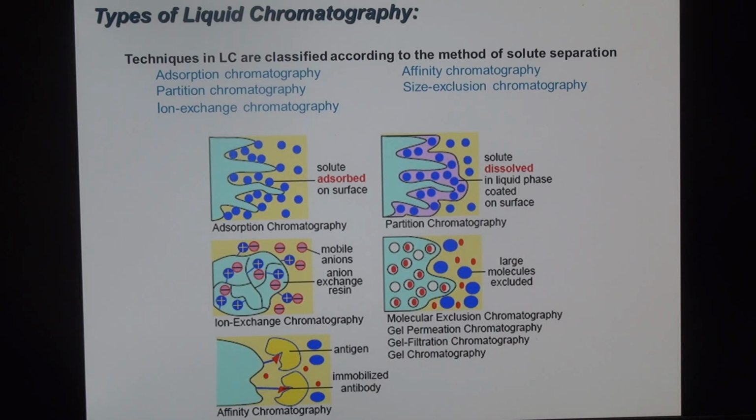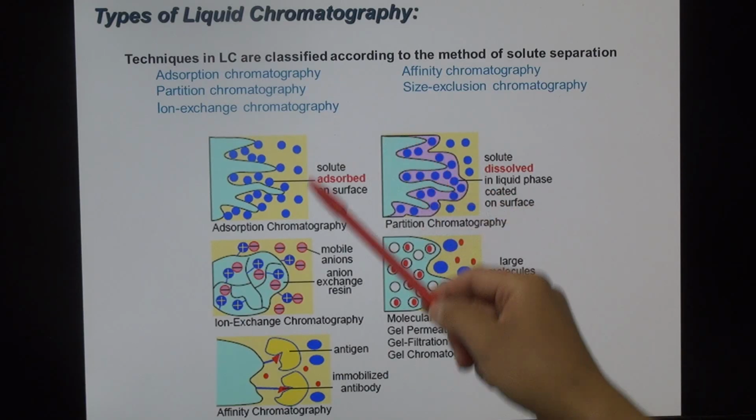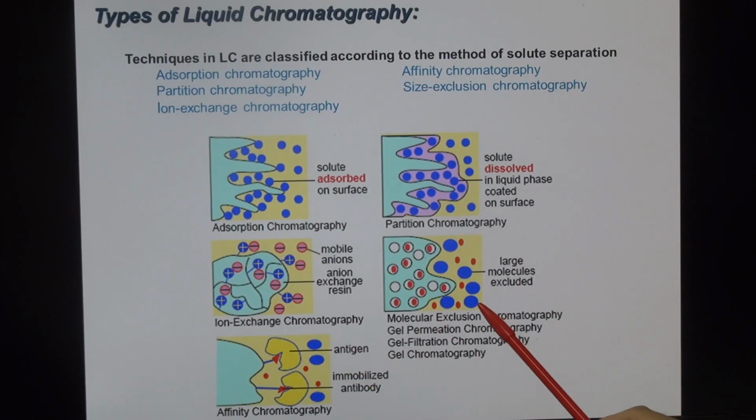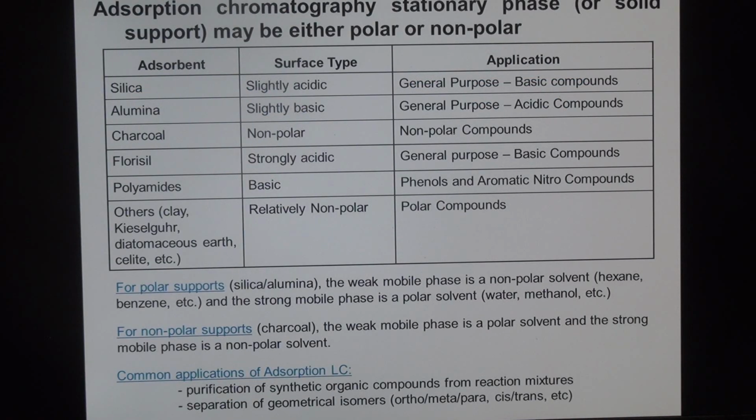So there are many different kinds of LC. And here shows the 5 representative LC, which include adsorption chromatography, partition chromatography, ion exchange chromatography, molecular exclusion chromatography, and affinity chromatography. So let's see one by one their basic principle and what the differences between them are. So the first kind is adsorption chromatography. Basically they separate molecules by adsorption.